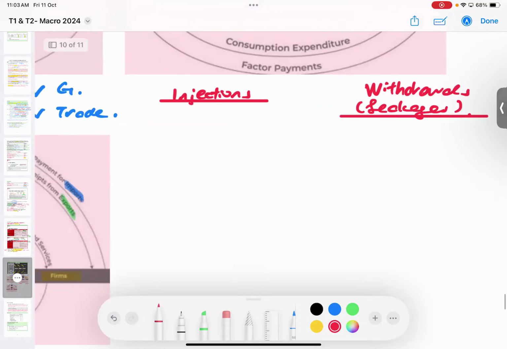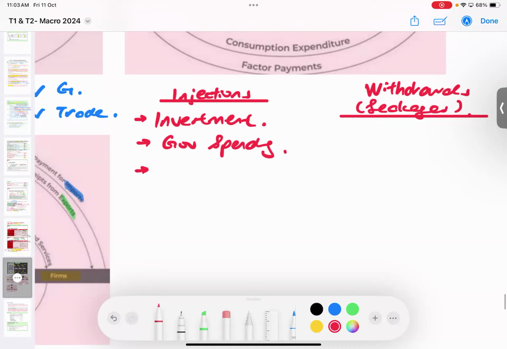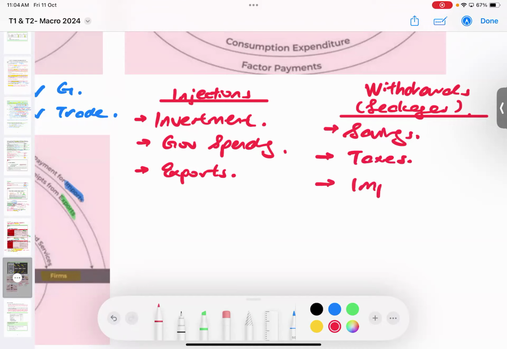Investment, government spending, and exports are injections. Saving, taxes, and imports are leakage.